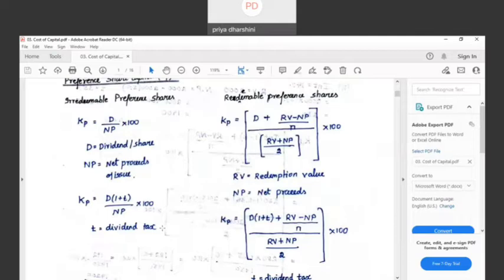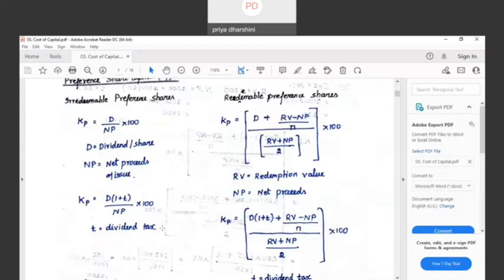Then coming to redeemable preference shares. In case of redeemable preference shares, first let's discuss the issue of preference shares. Issue of preference shares can be at par, at premium, or at discount. Similarly, the redemption also can be at par, at premium, or at discount. Assuming a situation where the issue is at par and redeemed at premium.